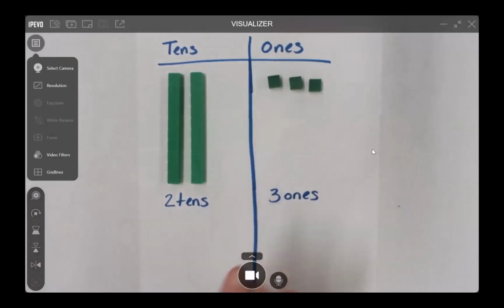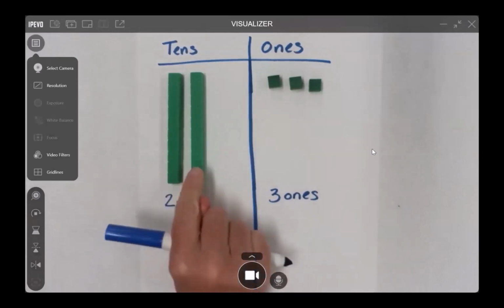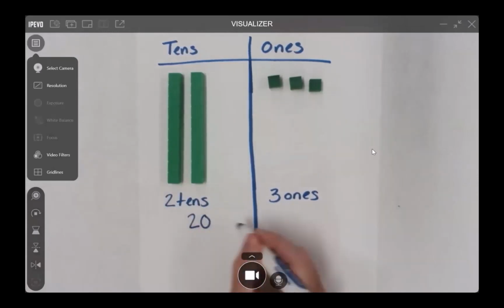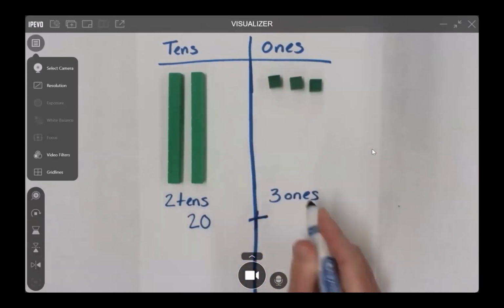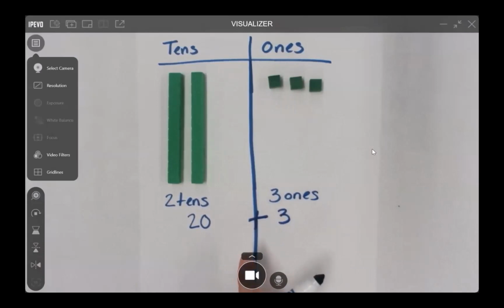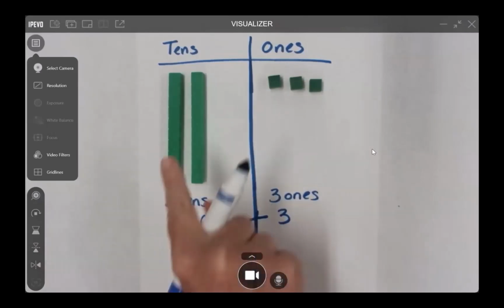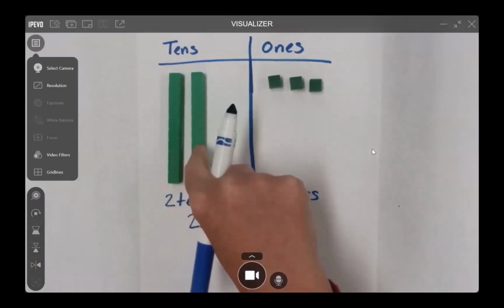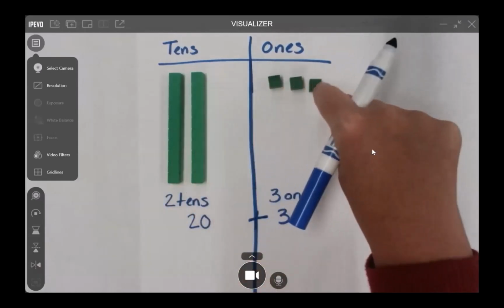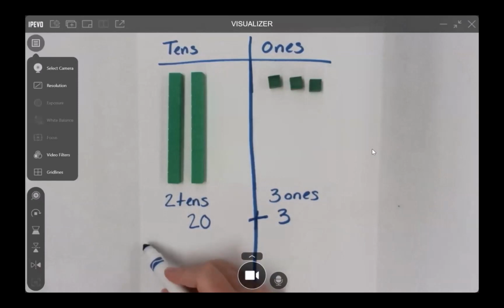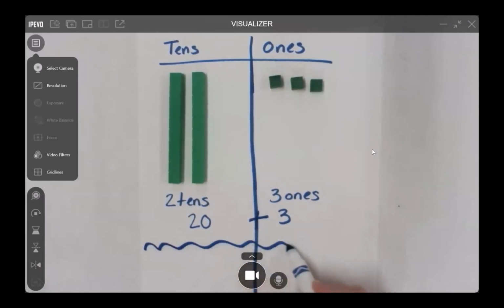2 10s has a value of 10, 20. And 3 1s has a value of 3. So I can see that the base 10 blocks that I showed has a value of 10, 20, 21, 22, 23. Is there another way that I can show 23 using my base 10 blocks?